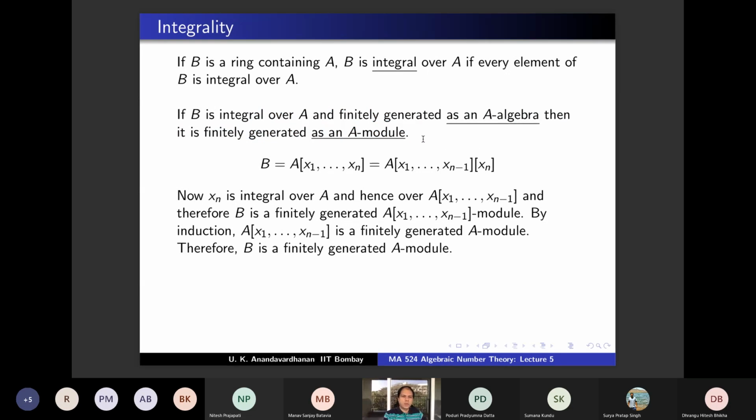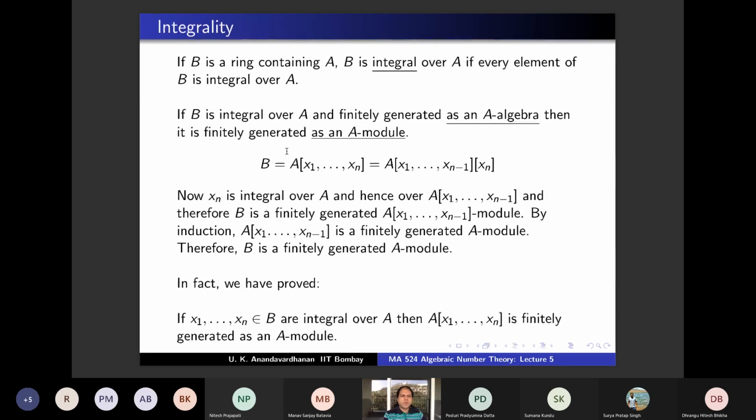So B is finitely generated as an A module. In fact, we have proved the following. I'm not using B integral over A. What I am using is, if you have n elements of B which are integral over A, then A bracket x1 etc. xn is finitely generated as an A module. This is what I have proved. I'm using only these x1, x2, etc., xn. I'm not using any other element. So remember this: if you have n elements from B known to be integral over A, then the ring A bracket x1, x2, etc., xn is finitely generated as an A module. And we are going to use this in the next slide.